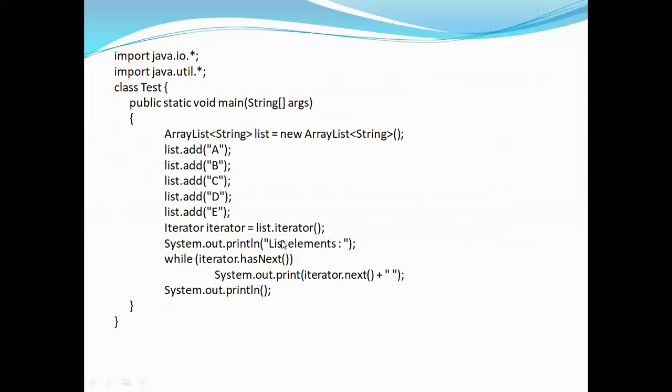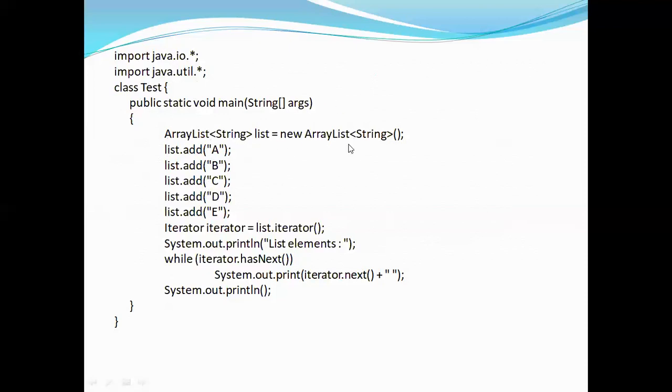Now let's see a small program on this. Here we are importing two packages, java.io and java.util, and I took a class with a main method. Inside this, you'll see I'm taking the collection called ArrayList. For the ArrayList I have created an object called list. So ArrayList list equals new ArrayList.